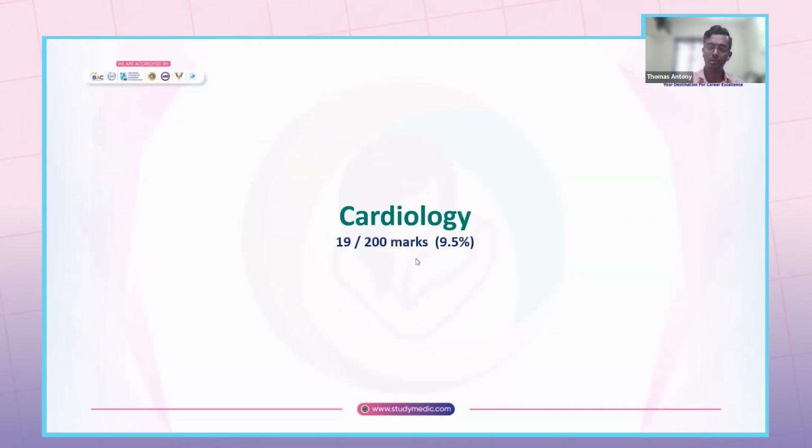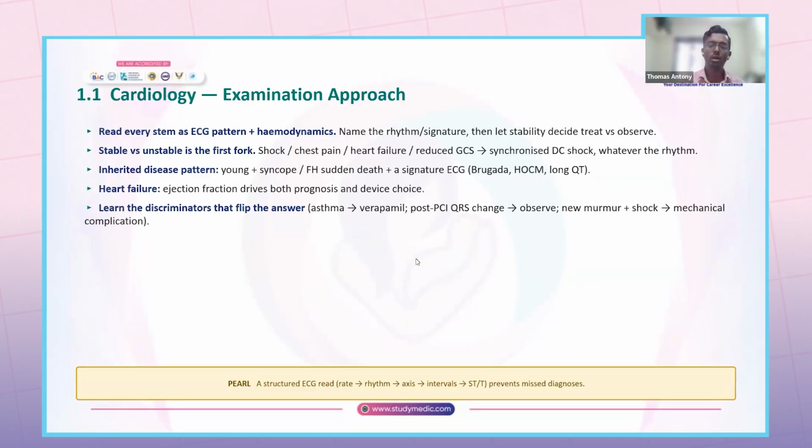Moving to cardiology, this itself will be 9.5% of the total marks. Basically in cardiology, in examination approach, read every stem as ECG pattern and hemodynamics. If a patient presents with certain complaints and there is an ECG shown, make sure you know the clinical status of the patient, whether the patient is hemodynamically stable or not. Name the rhythm, or there will be a signature rhythm also. Then let the stability decide whether to treat or observe. This is a general concept. We'll be discussing most of these in detail.